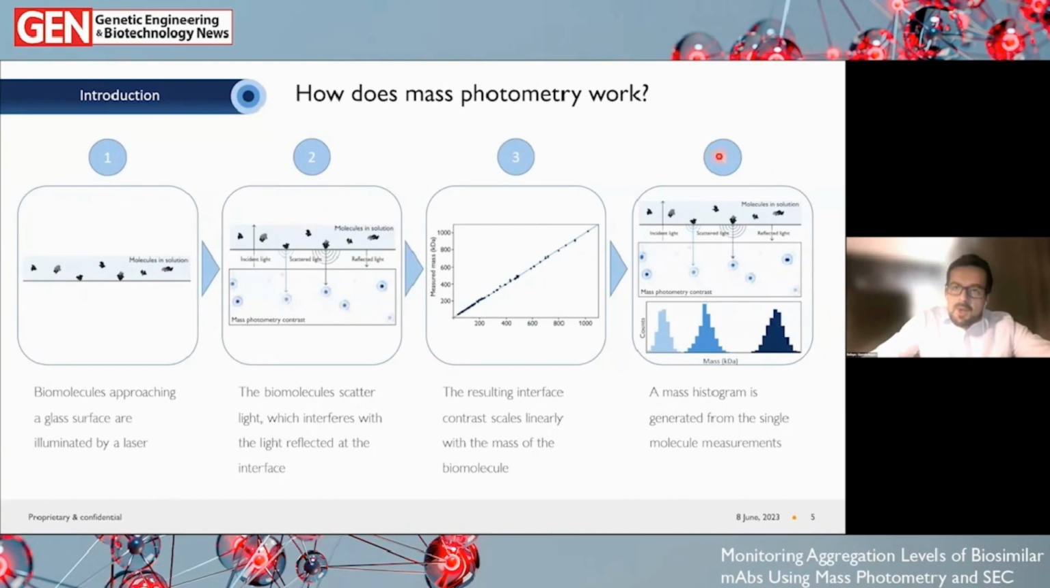And if we shift over to panel 4, the output data is essentially a mass histogram. So we can count each of these individual molecules, each of these individual particles. Each of those is detected and counted, and that gives rise to this mass histogram that you can see here.